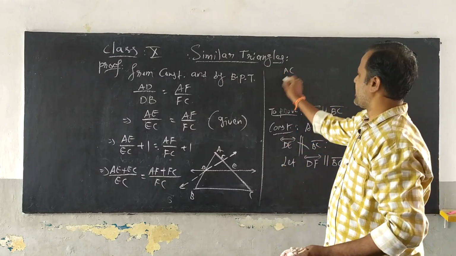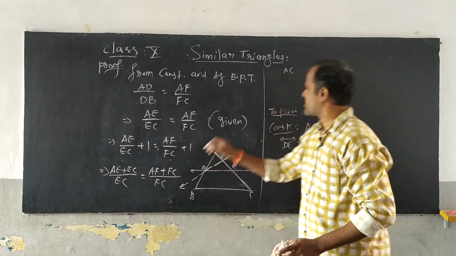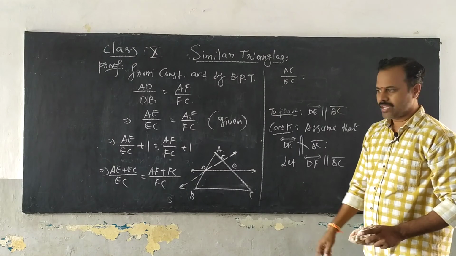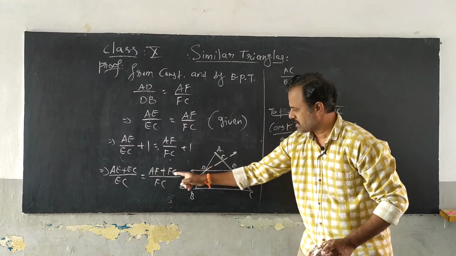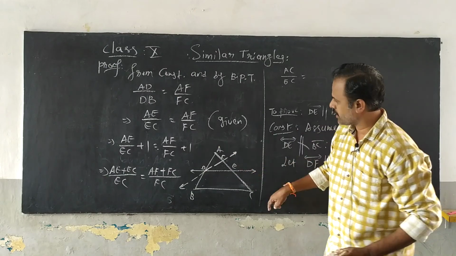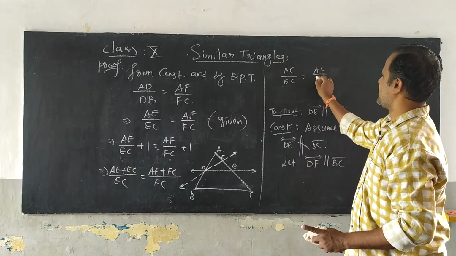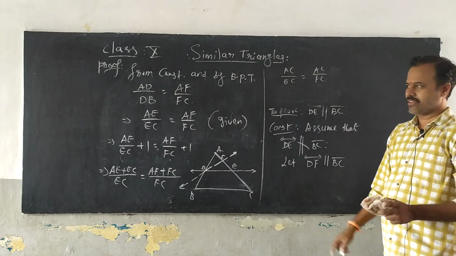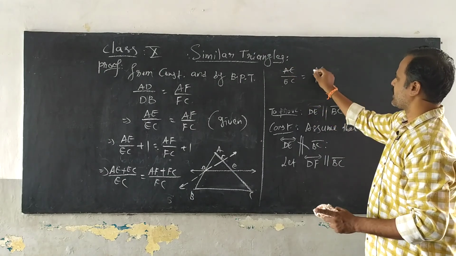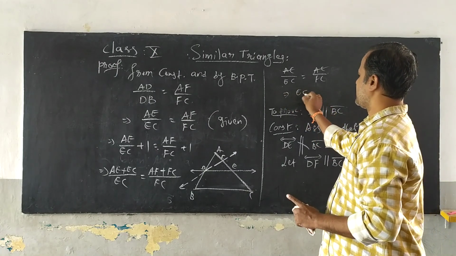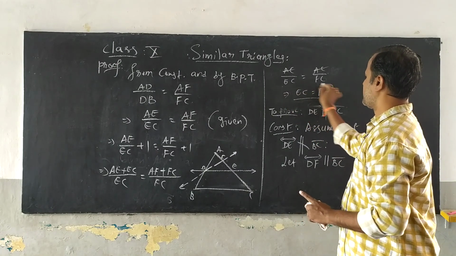AC by EC is equal to, and the other side AF plus FC. Observe, AF plus FC gives you again AC. AC by FC. Is there any common in both of them? Yes, AC is common. You can cancel AC. So what do you get there? EC is equal to FC.